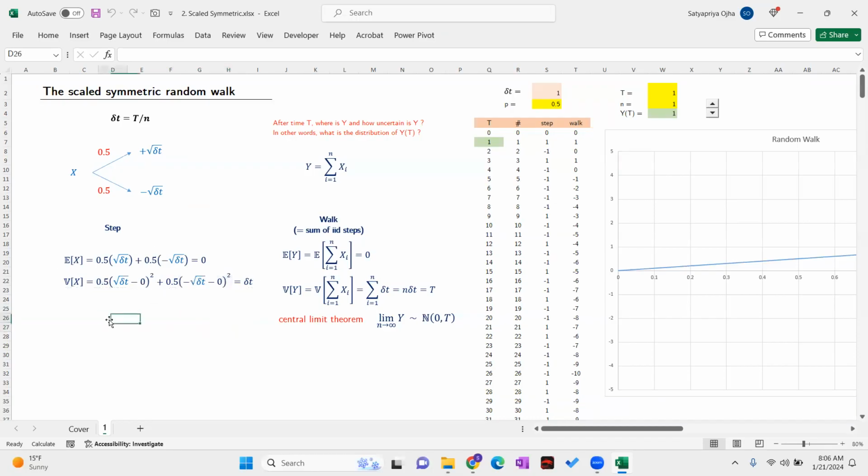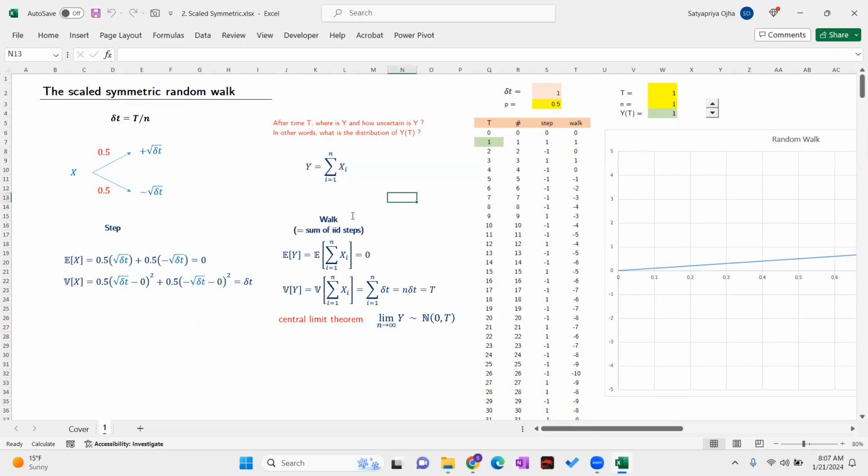Okay. Now, the expectation is 0, variance is delta t, which is the time interval, or you can say time step, delta t. More number of steps you choose, delta t will get smaller and smaller, right? Because it is capital T by N, T is fixed. Let's say T is 1 year. Capital T is 1 year. Number of steps I can change.